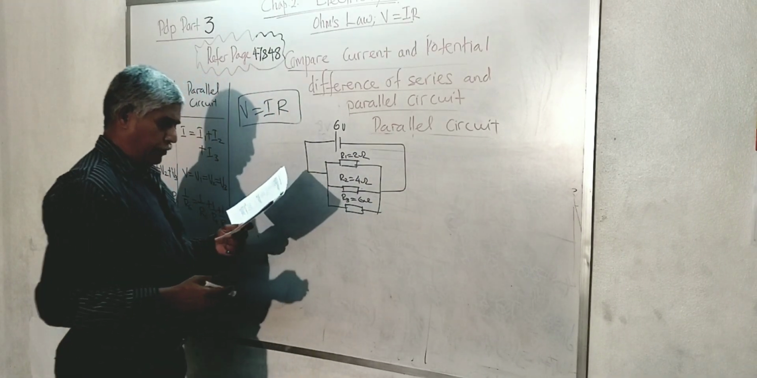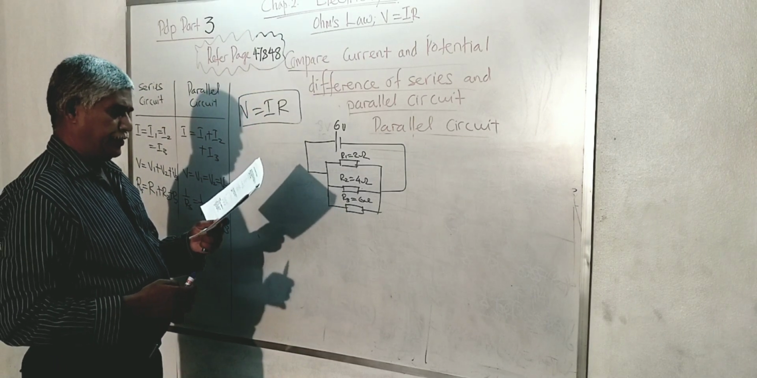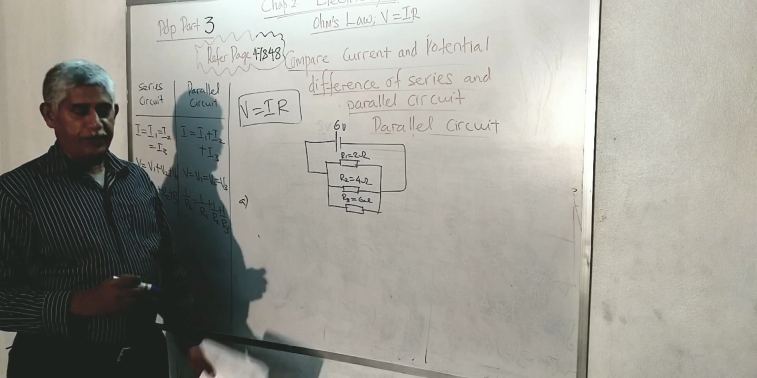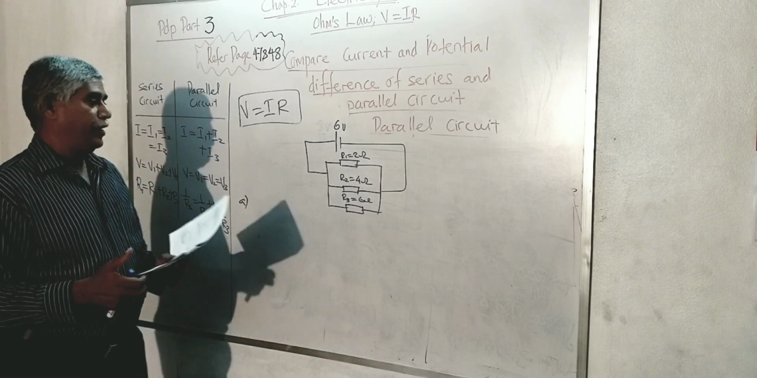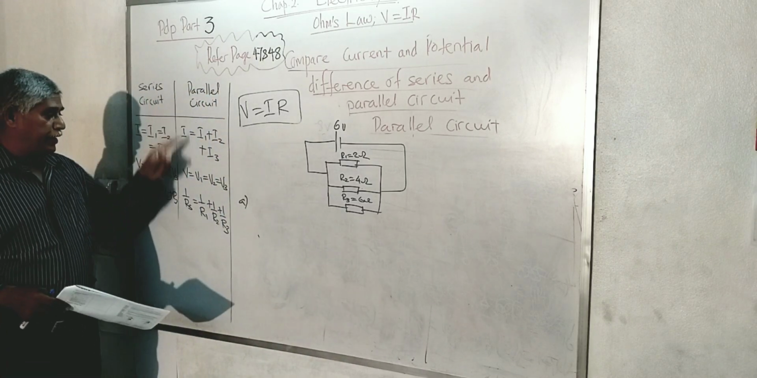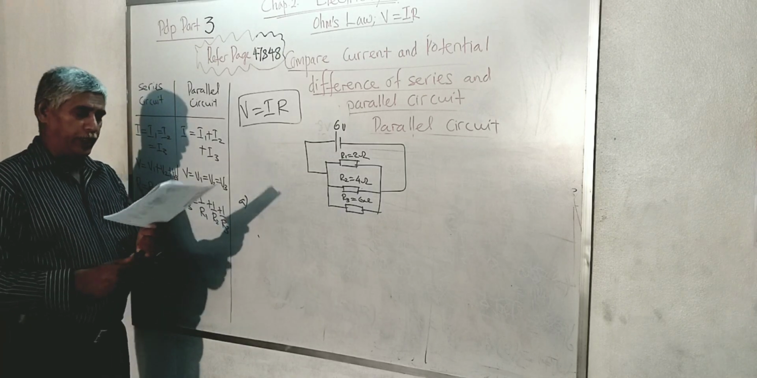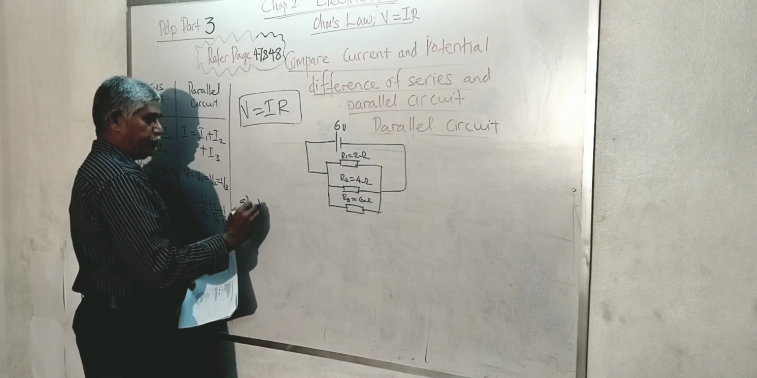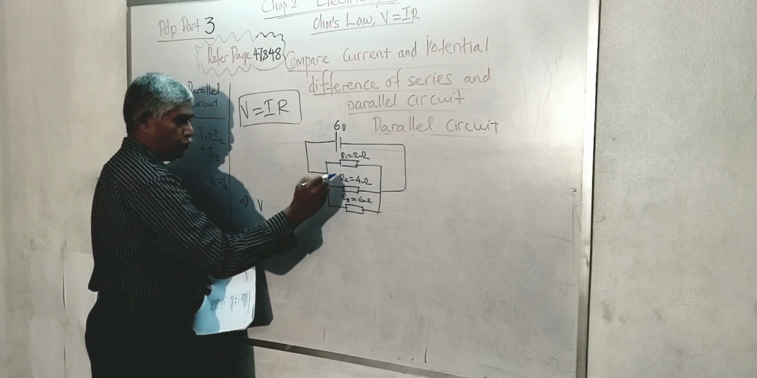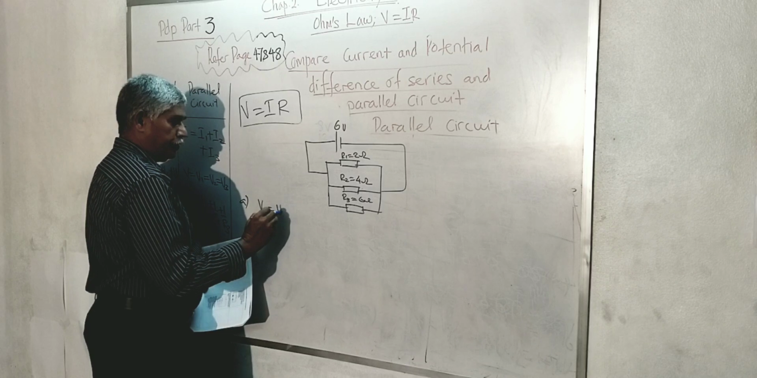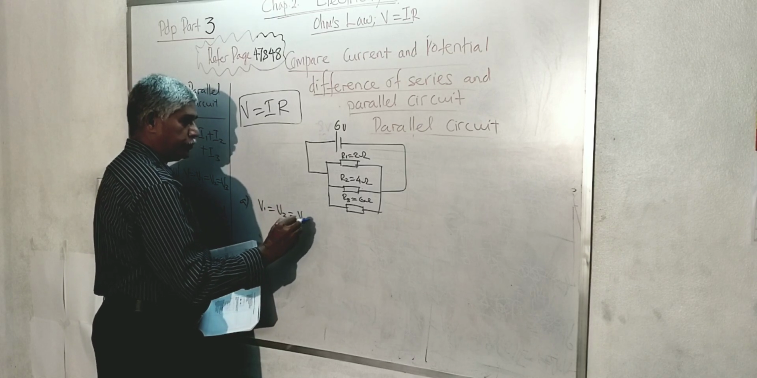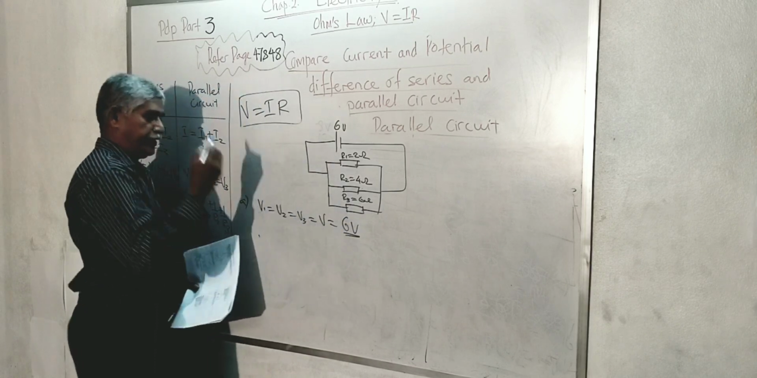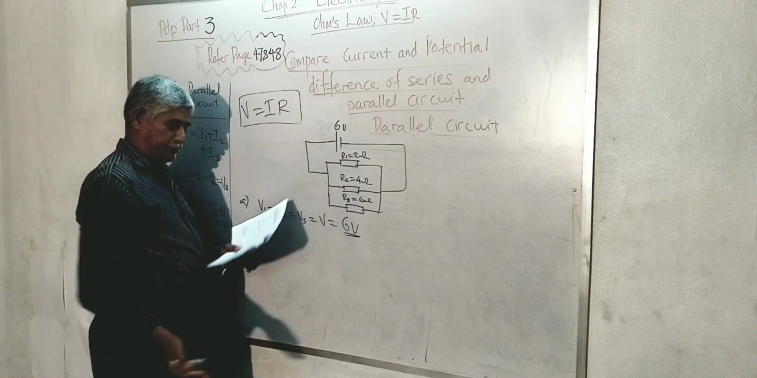So what do they want now? The potential difference across each resistor. For question A, you don't need to find any potential difference, simply because for a parallel circuit the voltage is the same. If we say V1, V2, V3 are all equal, which is equal to V, which is 6 volt. So the answer for question A is just 6 volt because it is a parallel circuit.